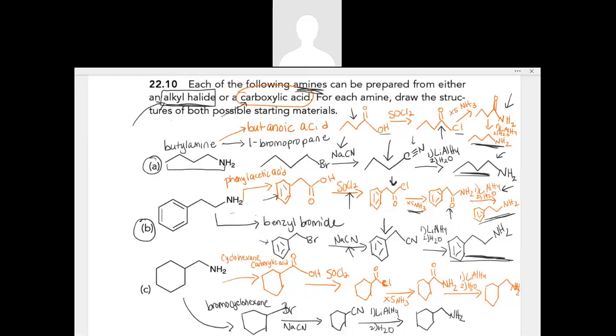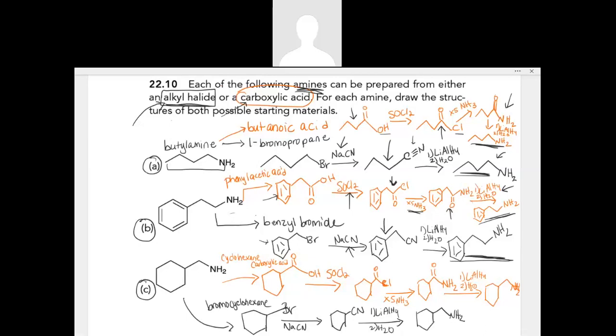Hopefully you see a pattern: depending on if you start with an alkyl halide or carboxylic acid, you follow very similar steps, just with slightly different starting materials. So now we'll look at the last part, C, here. We have the black path below. We'll use bromocyclohexane shown there at the end on the left.